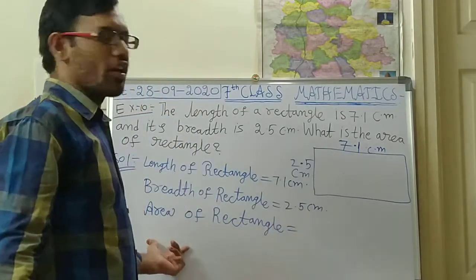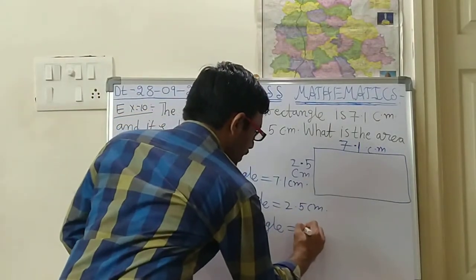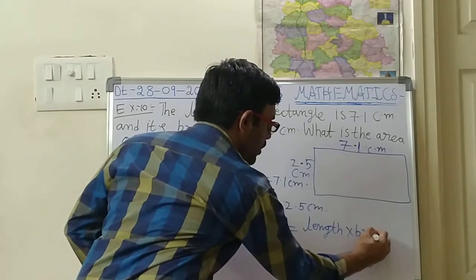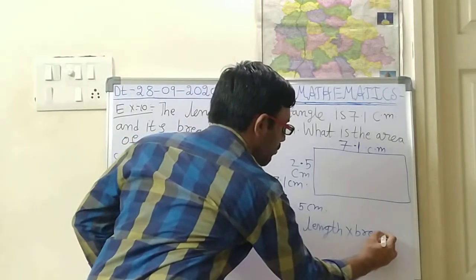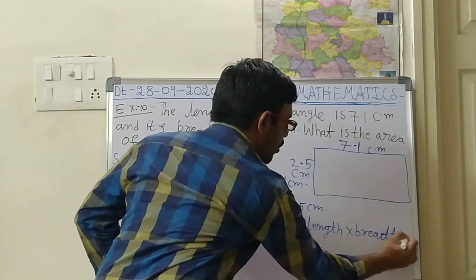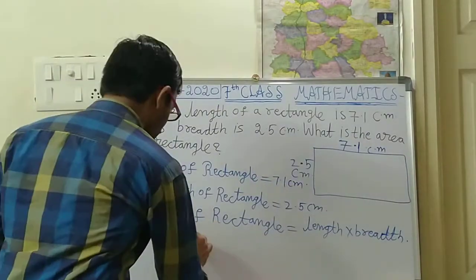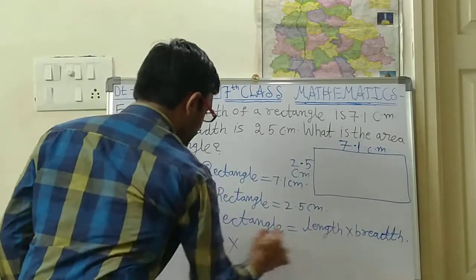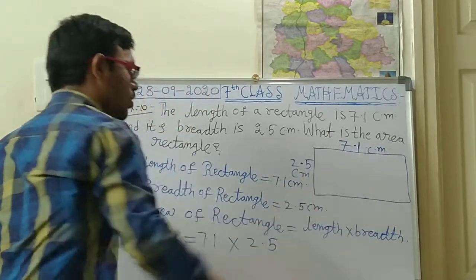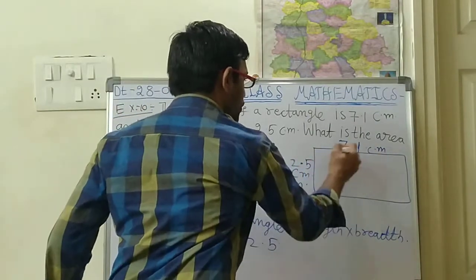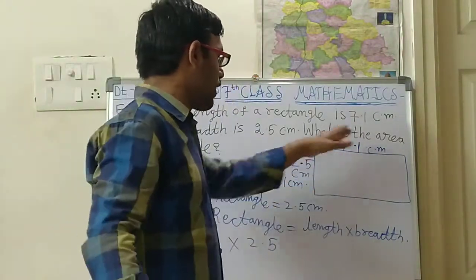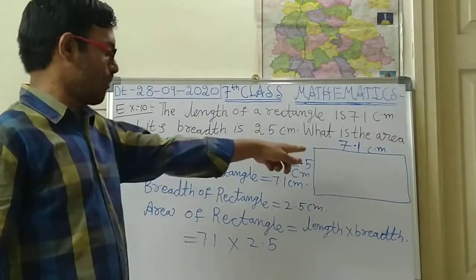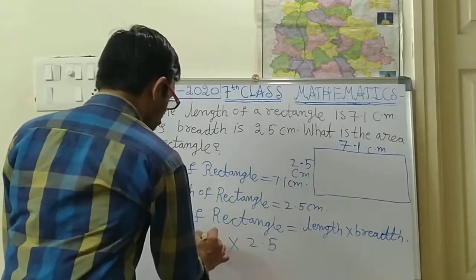We know the formula for the area of a rectangle: length into breadth. So what is length into breadth? Length is 7.1 centimeters into breadth is 2.5 centimeters. If you multiply these two, you will get the total area of this rectangle. So 7.1 into 2.5.